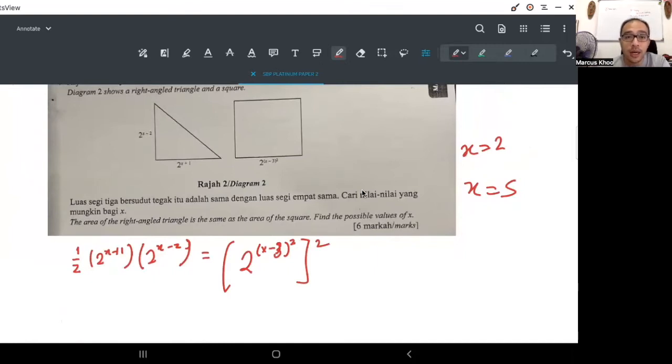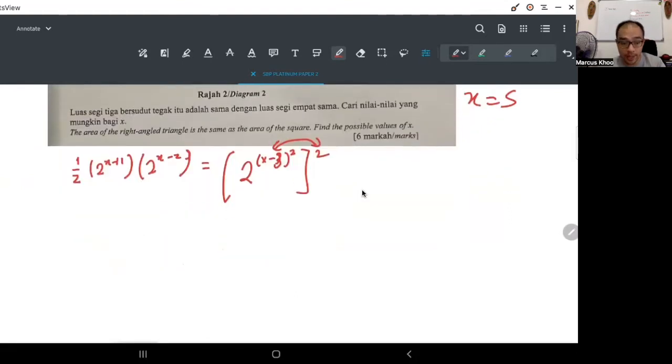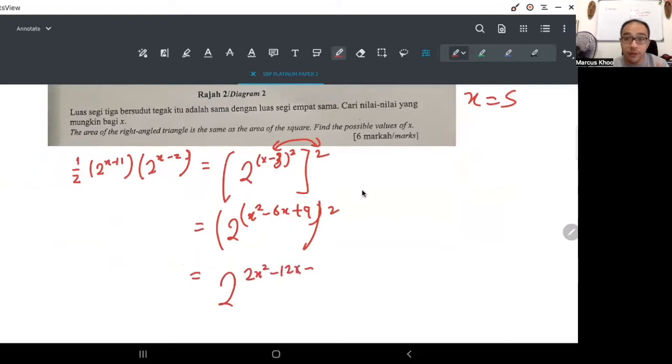Now, of course, the most important thing that you need to remember about this is that this one is not square of the square, is kamu darab. So this will give you x squared minus 6x plus 9. Then the whole thing is times 2. Just darab 2 saja. So you get 2 to the power of 2x squared minus 12x plus 18. Don't make your life difficult. It's not very difficult. It's not square of the square. It's just the same level. So you just times 2 times 2.